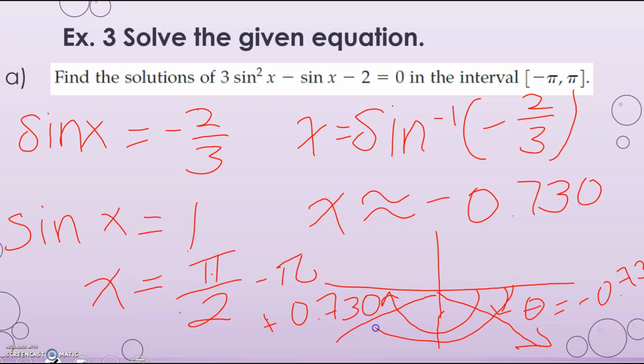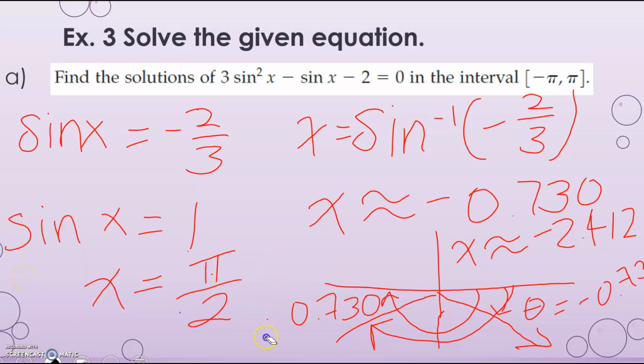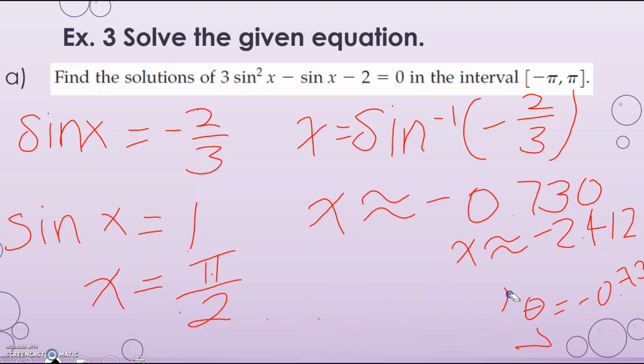So to find the actual negative angle, which is this one, all I have to do is just take negative pi plus the reference angle. Okay. Which is going to give me negative 2.412. Okay. So that means for this particular question, I actually have 3 angles which fall within the boundary of negative pi to pi.